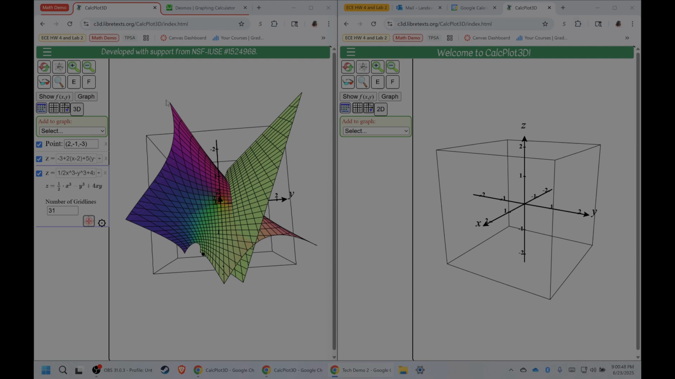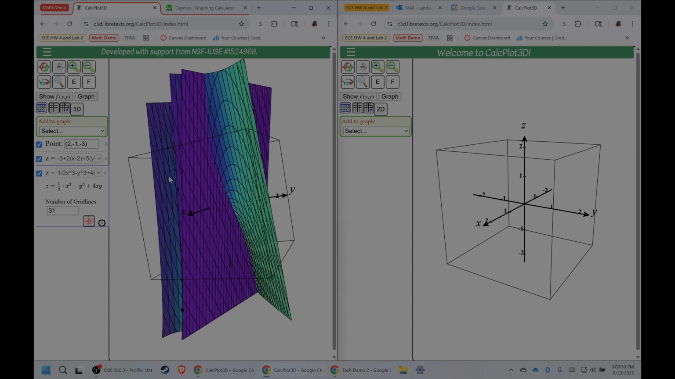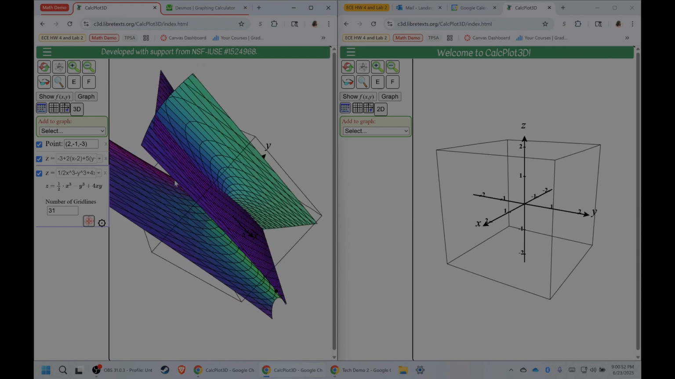So we have here on the left side my little work that I want to check. And then on the right side, we have the stuff that I'm going to demonstrate to you, which is using this and CalcPlot 3D to graph the quadric surface function, create a contour plot for it, and then create a tangent plane to it. So let's go ahead and get started.